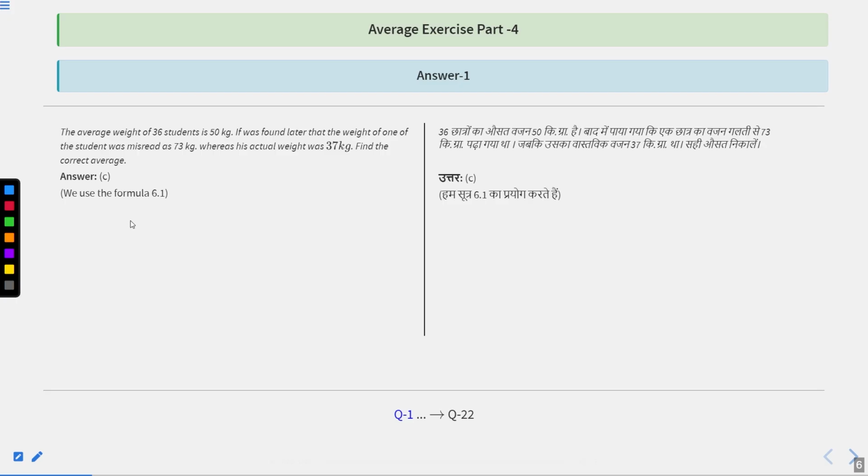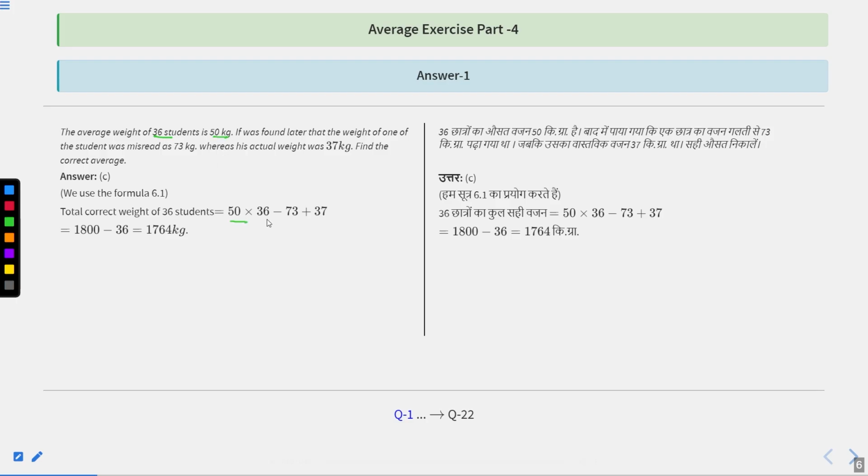Now we use formula 6.1 in this question, the average formula. What will be the total correct weight of 36 students? It is given that the average weight of 36 students is 50 kg, so we multiply 50 into 36. This will be the total weight of the 36 students. And it is given that 37 is misread as 73, so we subtract 73 and add 37. We get the actual total correct weight, which becomes 1764.